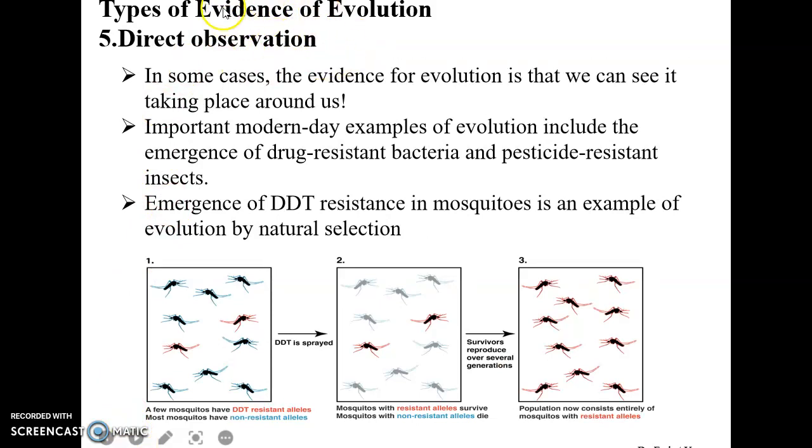Another evidence of evolution is from direct observations. In some cases, evidence for evolution also comes from observing our surroundings. Important modern examples of evolution include the emergence of drug-resistant bacteria and pesticide-resistant insects. The emergence of DDT-resistant mosquitoes is also an example of natural selection, and this is also evidence of direct evolution.